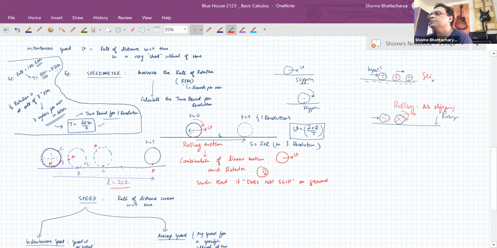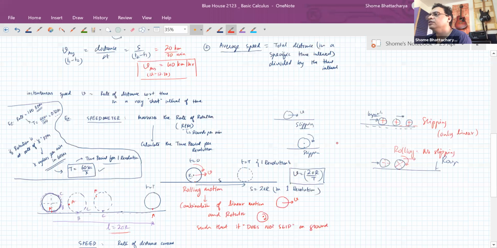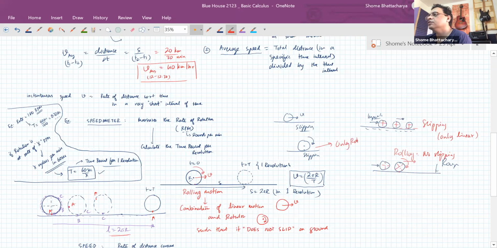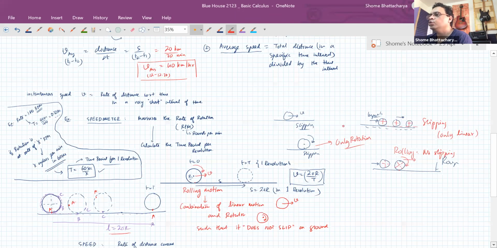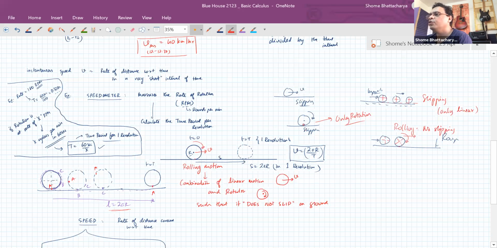versus this type of slipping, where there's only translation or only linear motion, or this type of slipping, where there's only rotation, no linear motion or translation happening. So those are two examples where an object is in contact with the surface, but the point of contact is slipping. Whereas rolling is the example of an object moving on a surface in such a way that the combination of rotation and translation means the point of contact is not slipping.